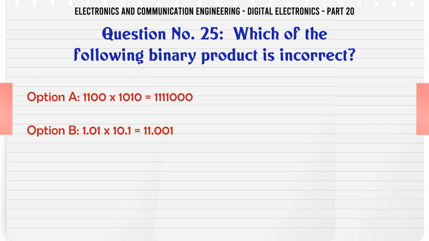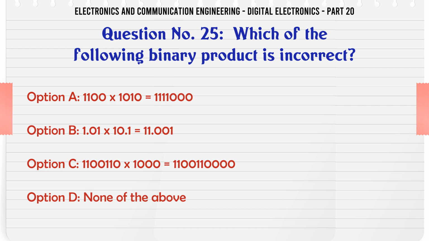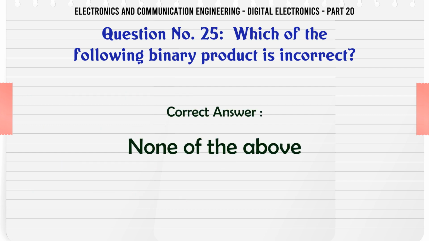Which of the following binary product is incorrect? A 1100x1010 = 111100, B 1.01x10, 111.001, C 11001110, D 100011001100000, none of the above. The correct answer is none of the above.